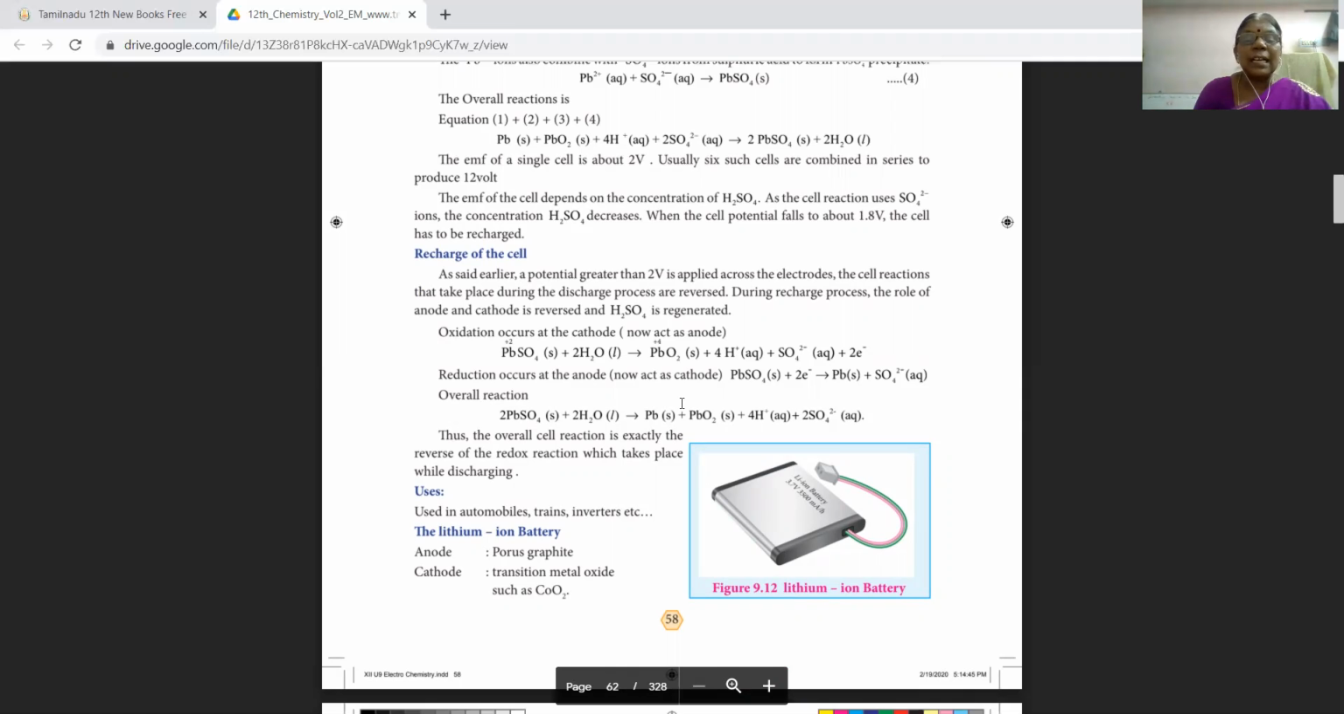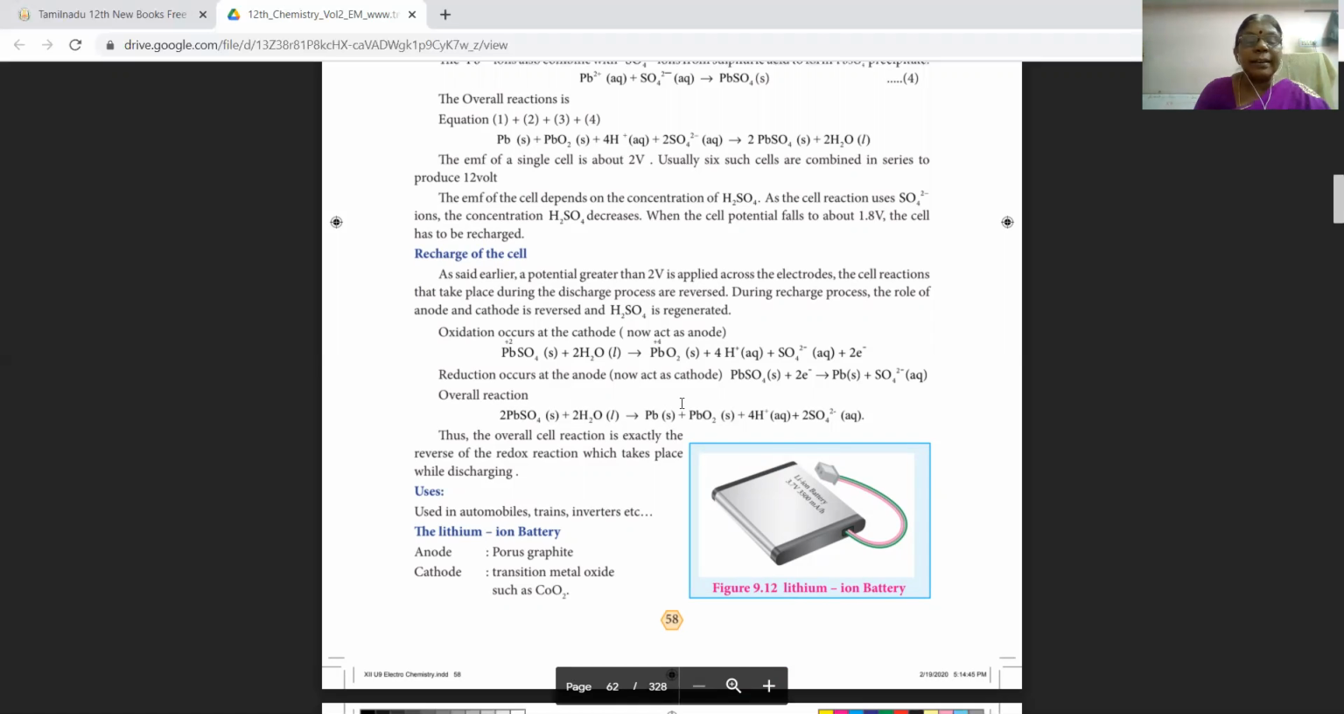So oxidation occurs at the cathode. Now it acts as an anode. So PbSO4 plus water gives PbO2 plus 4H+ plus SO4 2- with the liberation of 2 electrons. Reduction occurs at the anode, and now this anode acts as a cathode. PbSO4 plus 2 electrons gives Pb and SO4 2- in aqueous solution.